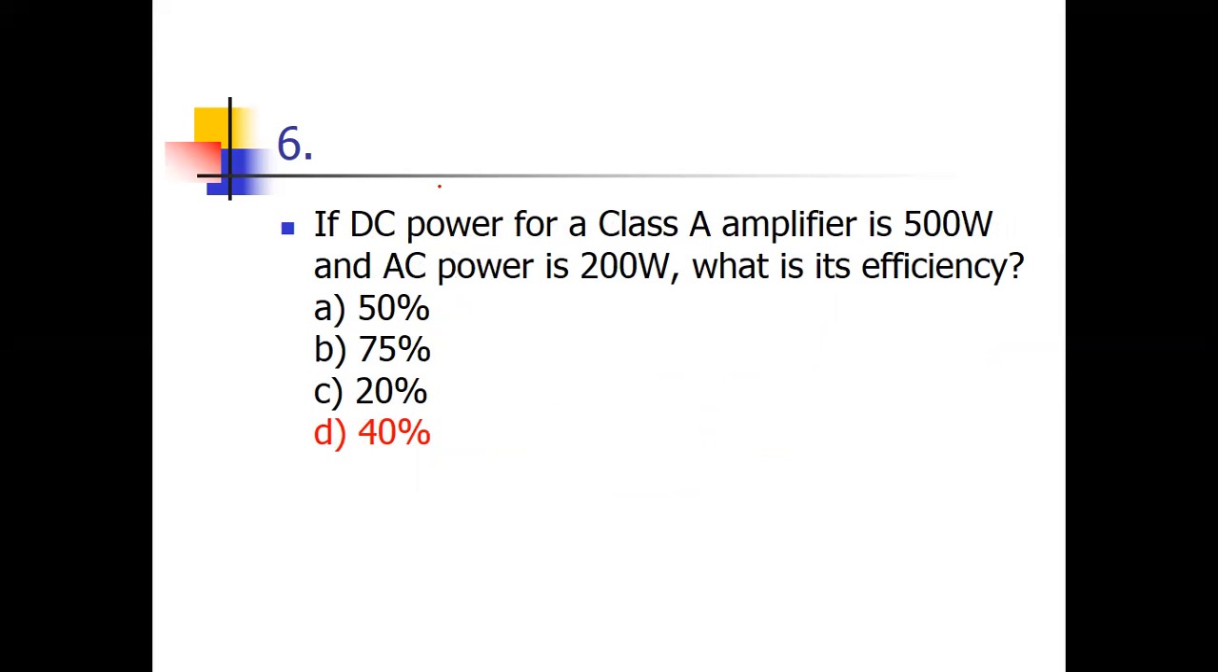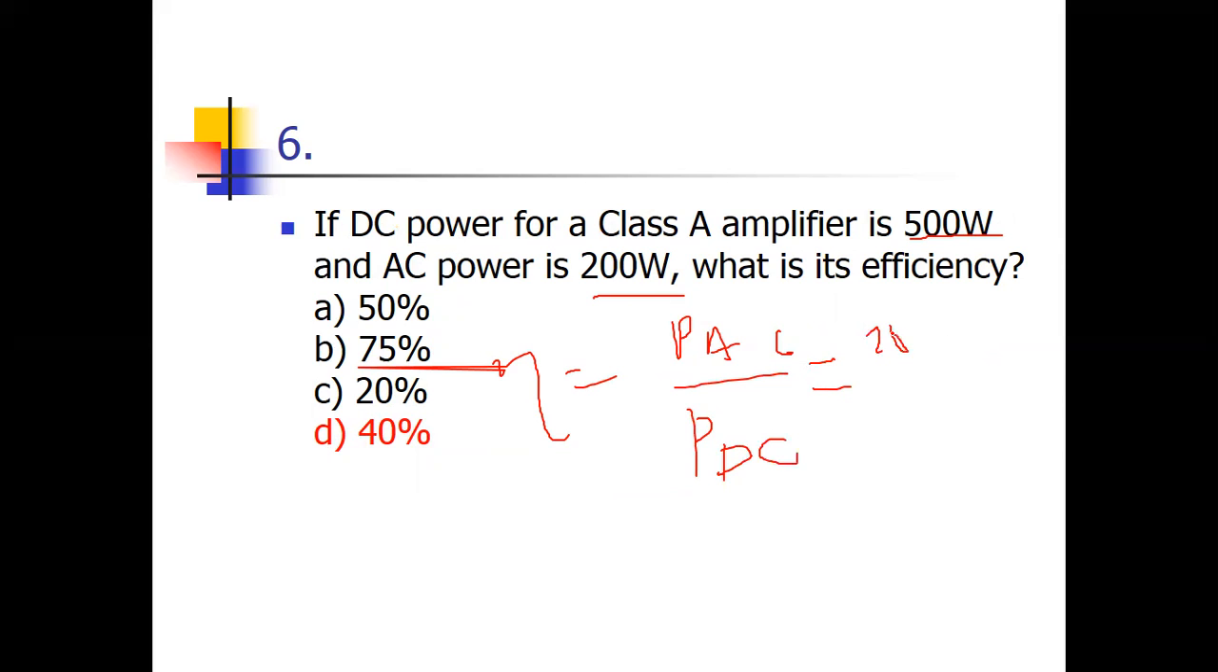Okay, now the next question is, DC power for a class A power amplifier is 500 watt and AC power is 200 watt. What is the efficiency? The simplest efficiency expression is AC power divided by DC power. What is AC power? AC power is given as 200 and DC power is given as 500. So 200 divided by 500 multiplied by 100, because we are calculating in terms of percentage. So it will be 40%.